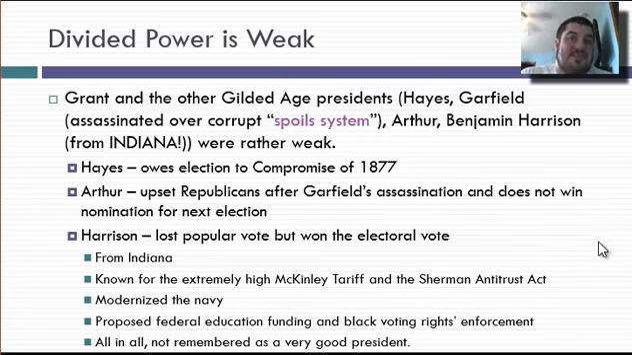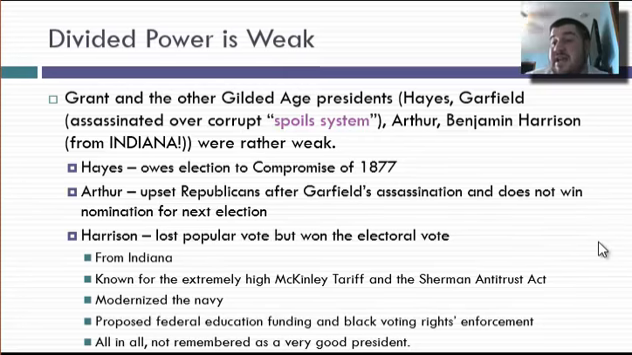Harrison loses the popular vote but wins the electoral vote, and that's rare in U.S. history. It can happen. But just a little bit about Harrison. There's not really a need to write this down for the test or anything, but it is a standard in Indiana U.S. history to teach about Benjamin Harrison.